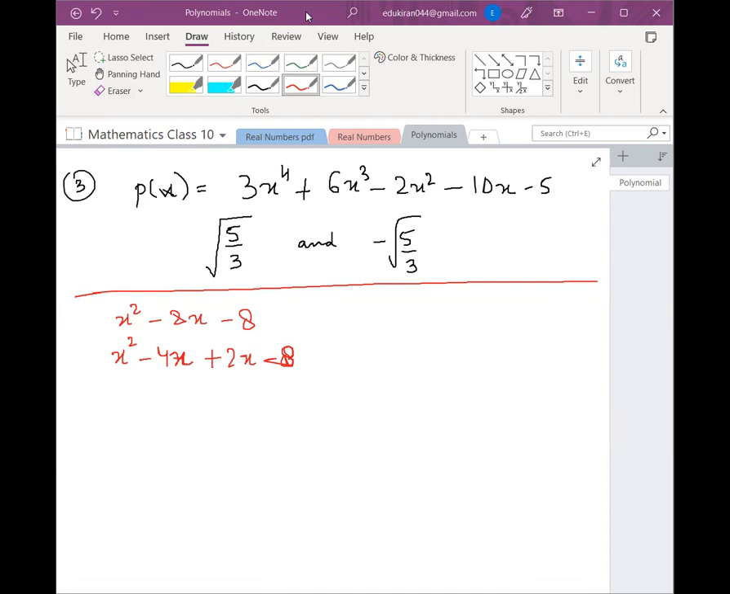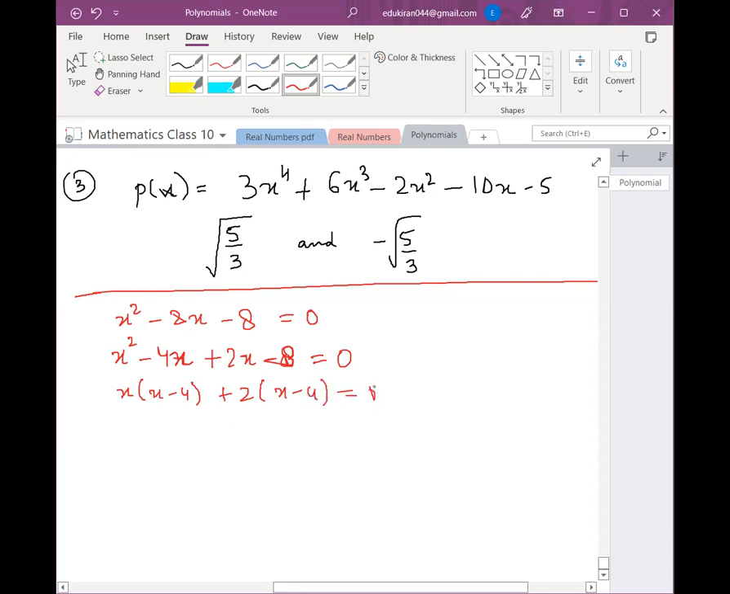I'm trying to find the zero of this polynomial. So first of all, I'm going to equate it to 0. From the first two terms, I'm taking x common: x minus 4, and then 2 common. Both terms have x minus 4, so I can take x minus 4 common, and then x plus 2 is equal to 0, right? So I'm getting my two answers. So x minus 4 is equal to 0.